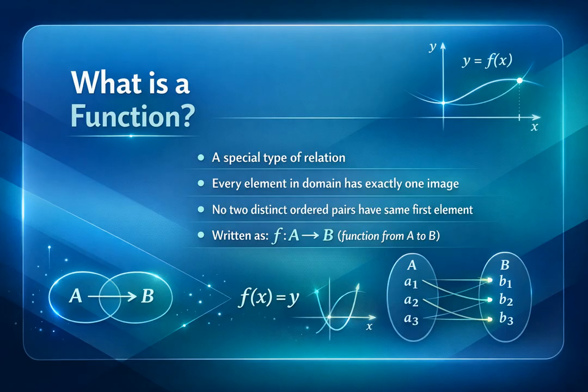Now we come to functions, a special and very important type of relation. A function from set A to set B is a relation where every element in A has exactly one image in B. No element can have 2 different images, and every element must have an image. We write this as f from A to B.